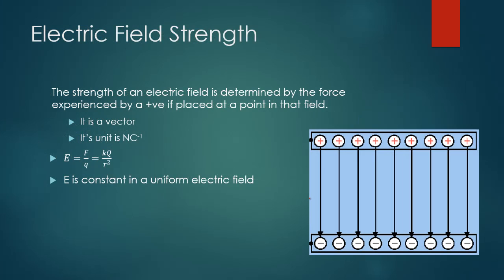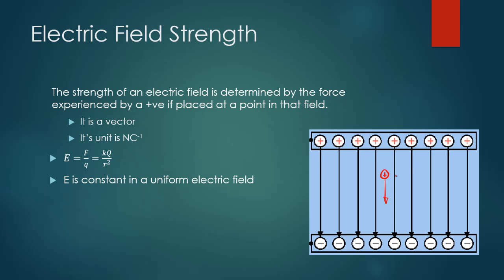Okay, so let's talk about the field strength. The strength of an electric field is determined by the force experienced on a positive charge if it's placed at a point in that field. So if I were to place a positive charge here in this field, what would the field strength be? Well, it would be the force felt by this positive charge. It is a vector, just like before. It's the direction that the positive charge would move. In this case, the positive charge would move down, so the electric field strength points down in that direction. And its units are newtons per coulomb.